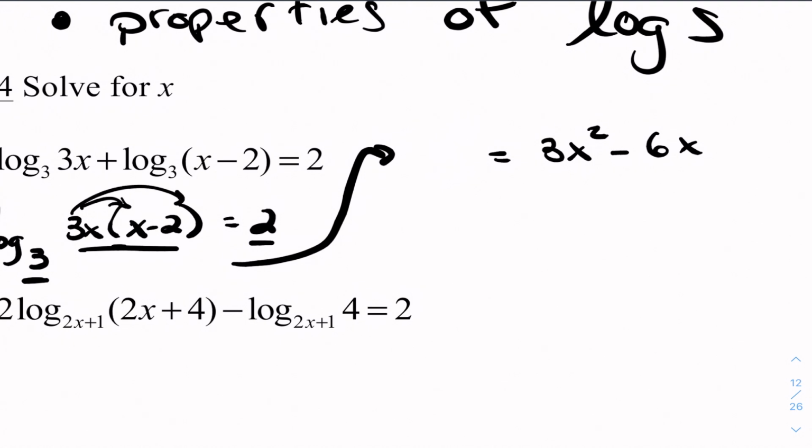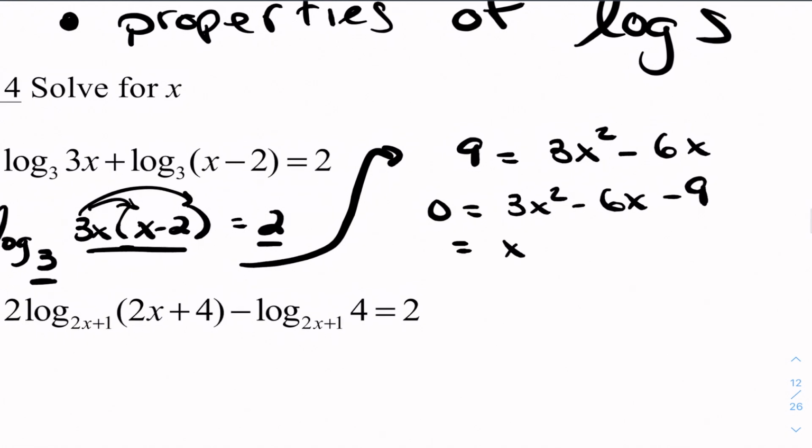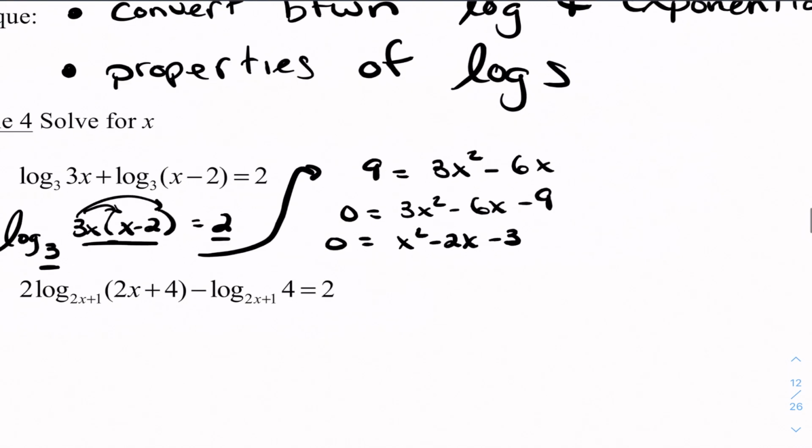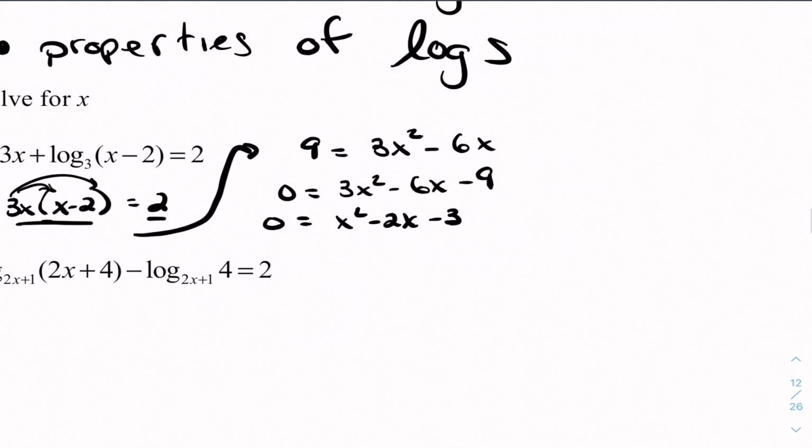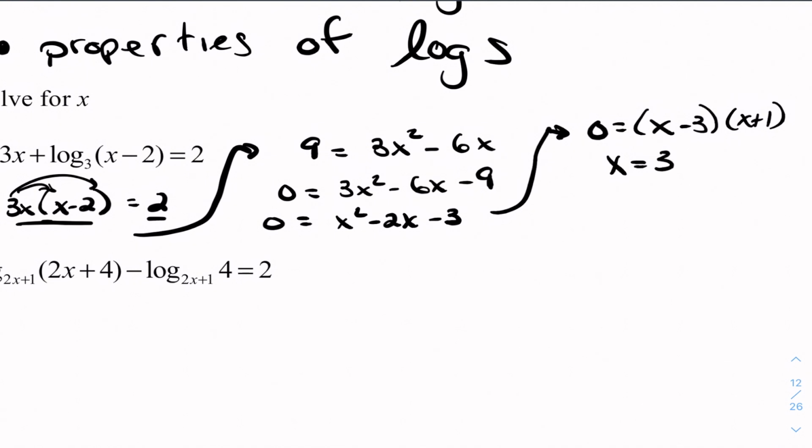3 squared is 9. If I get everything over onto the right side, I have 0 equals 3x squared minus 6x minus 9. All of these are divisible by 3, so I'm left with x squared minus 2x minus 3 is equal to 0. And then I can just factor this. So I have 0 equals x minus 3, x plus 1. Set both of those equal to 0, so I have x equals 3 and x equals negative 1.